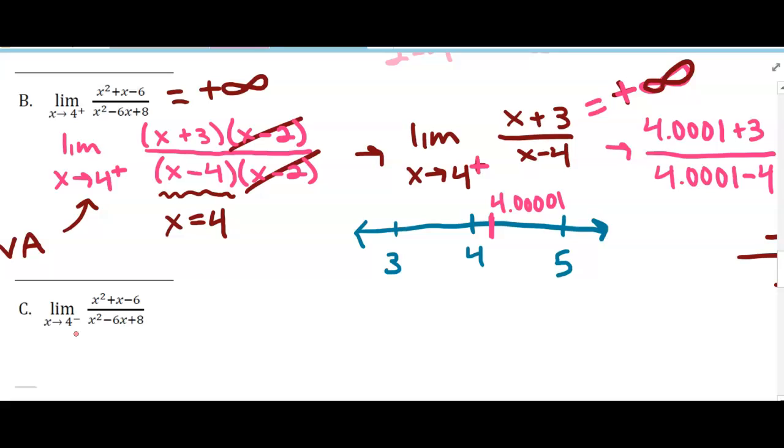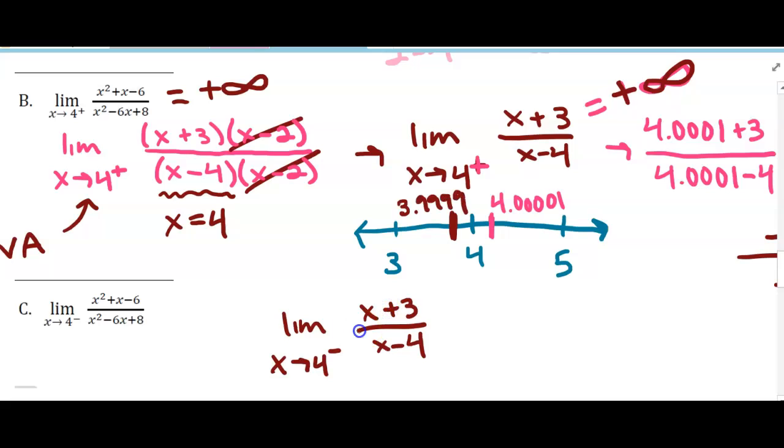And so, again, I'm going to come back to this similar place that we left off with in letter B, the limit as x approaches 4 from the left of x plus 3 over x minus 4. Except this time, instead of plugging in a value very close to 4 but on the right, I'm going to plug in a value that's very close on the left. So maybe like 3.9999.